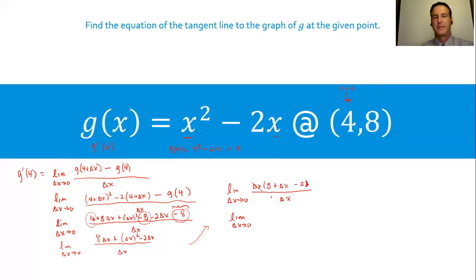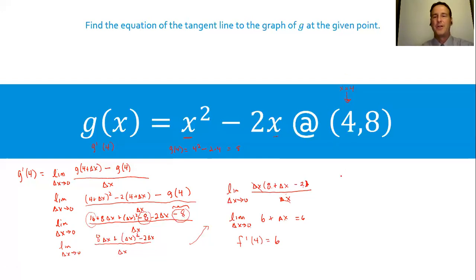And these delta x's disappear, and I'm left with a 6 plus delta x. If you input 0 in for the delta x here, it leaves you with 6. Okay, and what that tells you is what the derivative at 4 is. Now how is that helpful? Well, here's what I got.